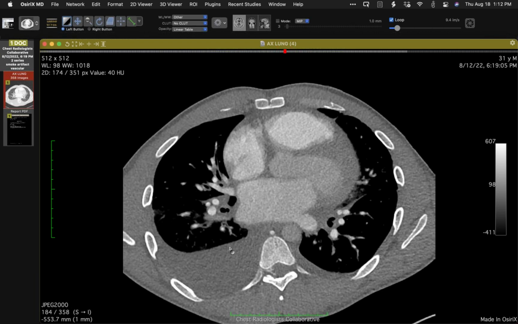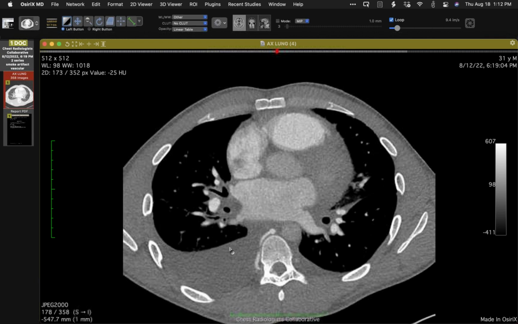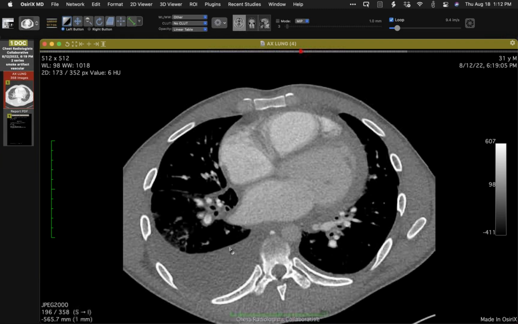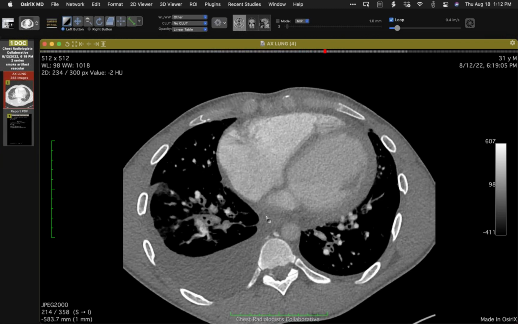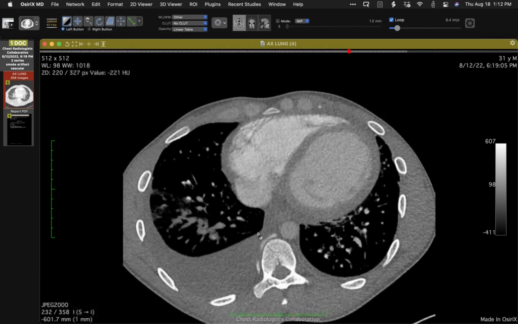So we may never get definitive proof. I don't think we need it, though. I think that's a really strong presumptive diagnosis. And he's got other substantial problems separate from that.